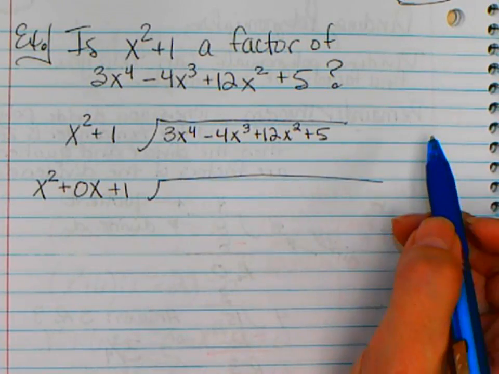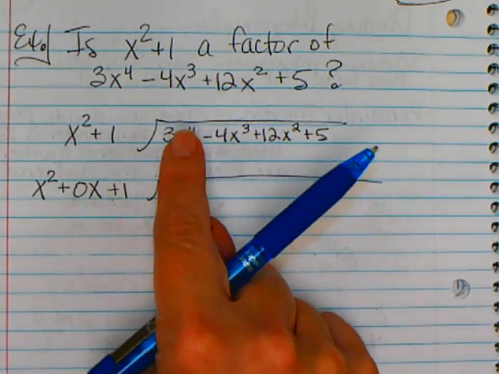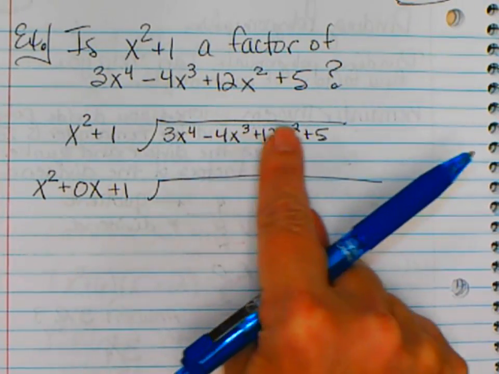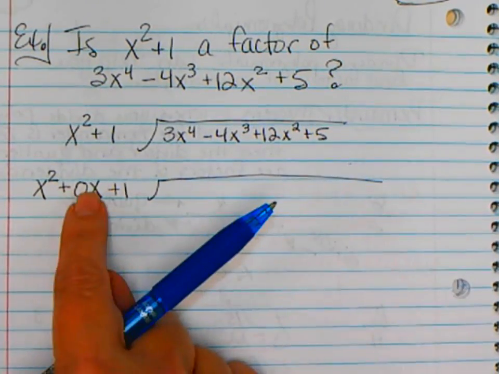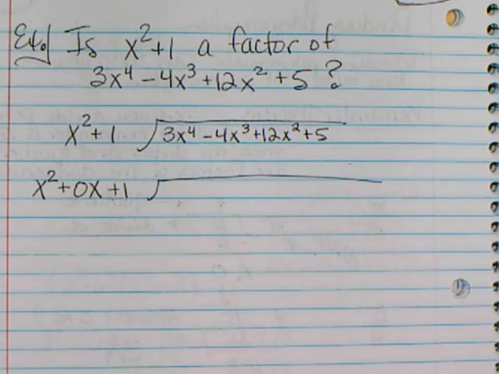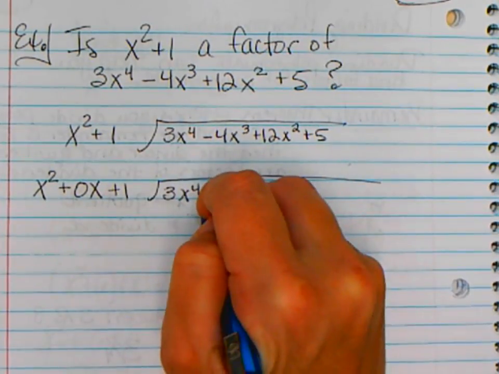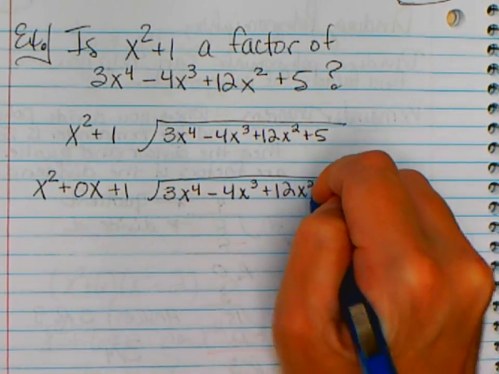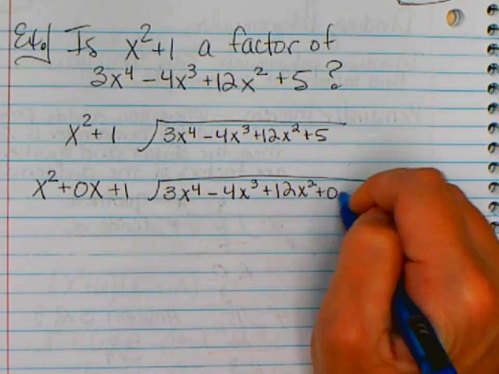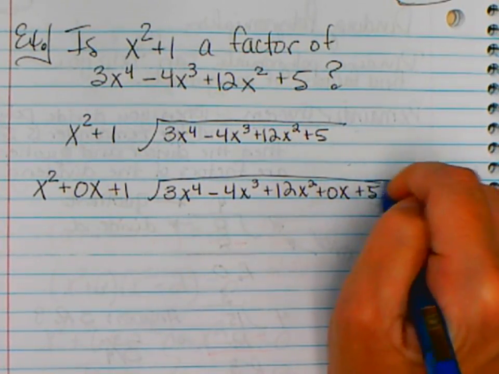In the dividend, am I missing any terms? Yes, because I go 4 degrees, 3 degrees, 2 degrees, 0 degrees. So I'm missing a linear term in there as well. So I need to add that in. Sometimes it's the same, like on this one I was missing linear and I'm missing linear, but that's just coincidence, okay? So I have 3x to the 4th minus 4x cubed plus 12x squared. And then here's my linear term, plus 0x. You can do plus or minus, doesn't matter. And then don't forget your plus 5.